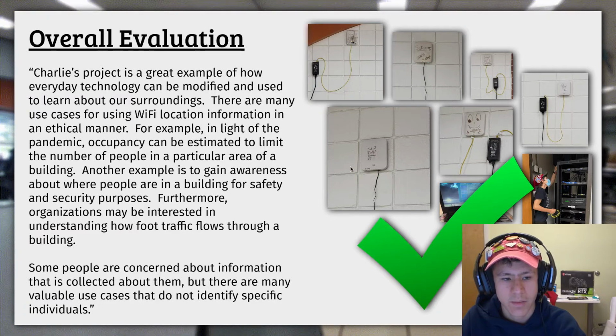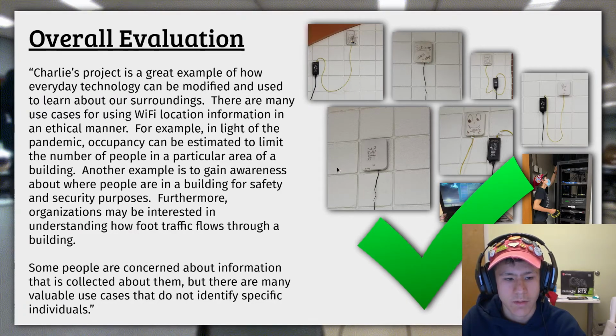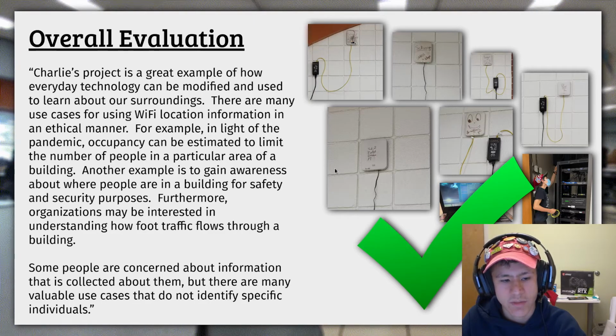area of a building. Another example is to gain awareness about where people are in a building for safety and security purposes. Furthermore, organizations may be interested in understanding how foot traffic flows through the building. Some people are concerned about the information that is collected about them, but there are many valuable use cases that do not identify specific individuals."